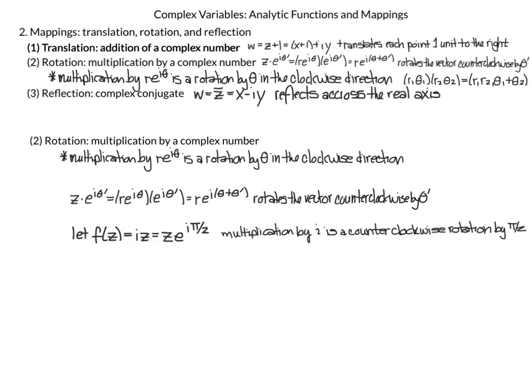Let's consider f of z as the transform that multiplies a complex number z by i. So in other words, f of z is equal to z times e to the i pi over 2, since e to the i pi over 2 is equal to i.